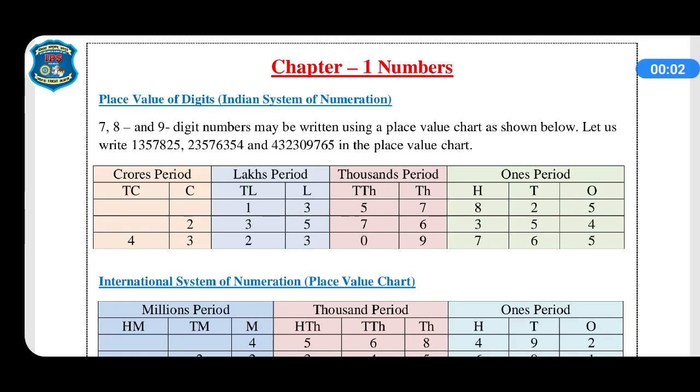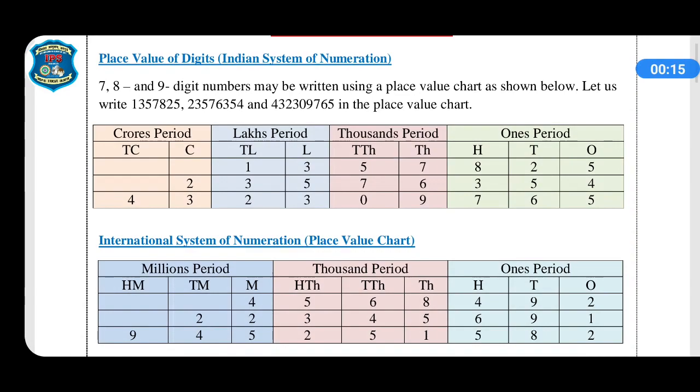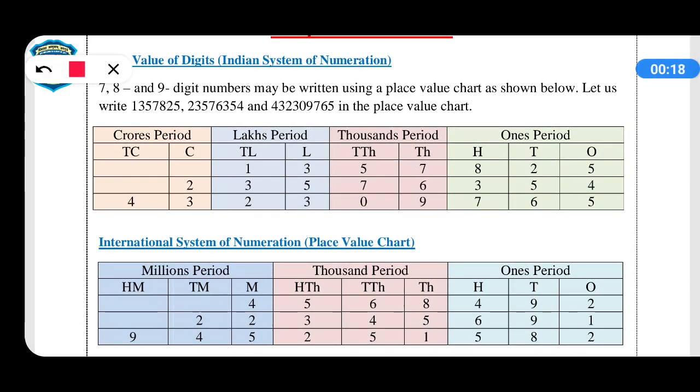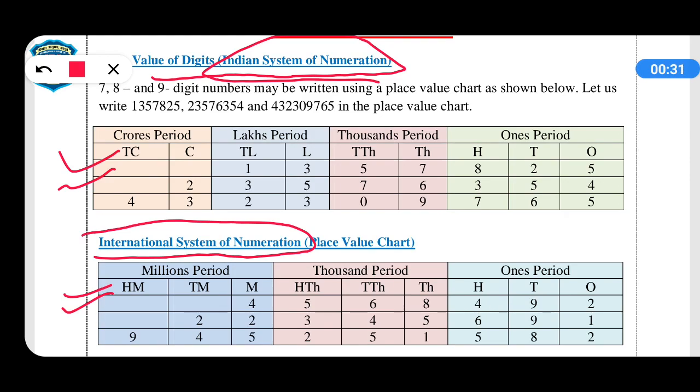Hello students, this is class 5 mathematics and we are starting the first chapter, Numbers. Now let us have a look at the two tables given in this chapter. The first table is for place value of digits according to the Indian system of numeration, and the second is according to the international system of numeration. Place value chart is given here.